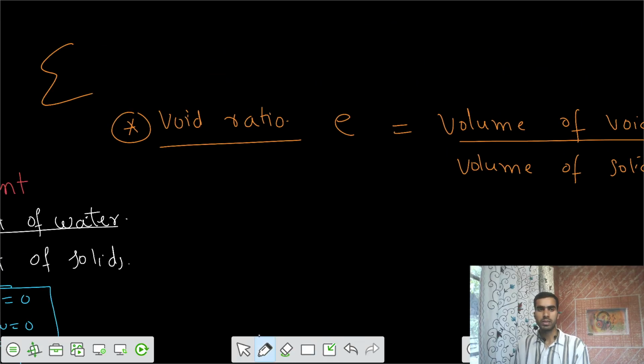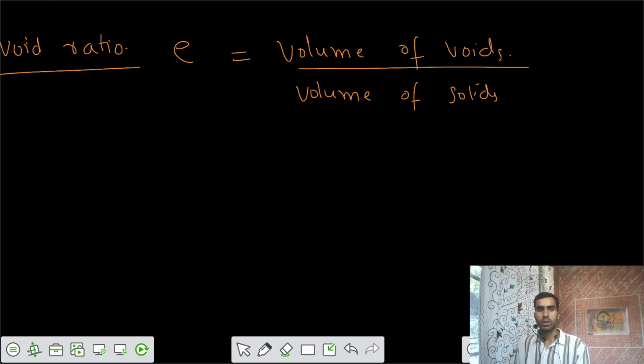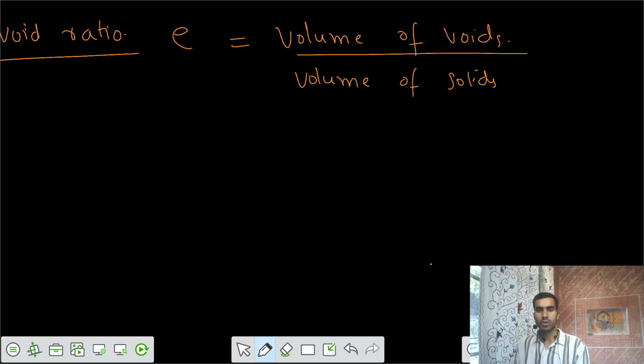It has some volume associated with the voids, and there is some volume of solids also, such that the total volume is equal to Vv plus Vs. And from that we define the void ratio, that is the ratio of the volume of voids divided by the volume of solids.